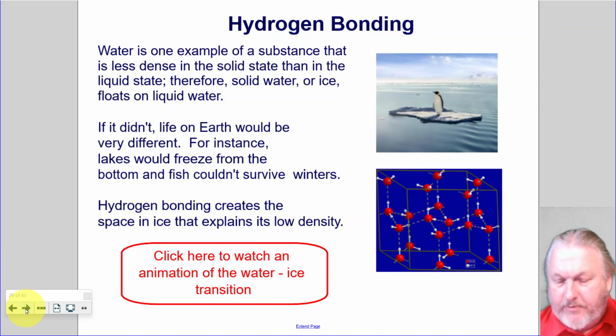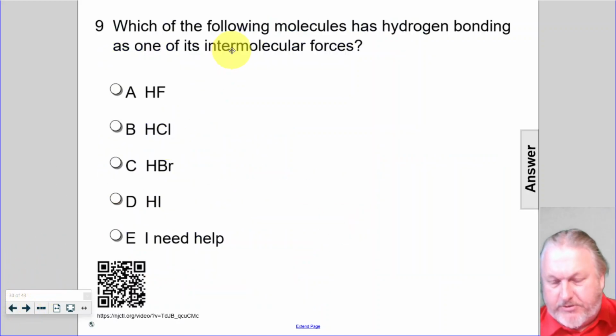Okay, so that was a pretty cool little demonstration. Let's talk about it real quick. Which of the following molecules has hydrogen bonding as one of its intermolecular forces? Well, first of all, we've got to have the FON, F-O-N. There's only one with F. I don't see N's or O's, so hydrogen fluoride, or hydrofluoric acid, would be the one with hydrogen bonding.